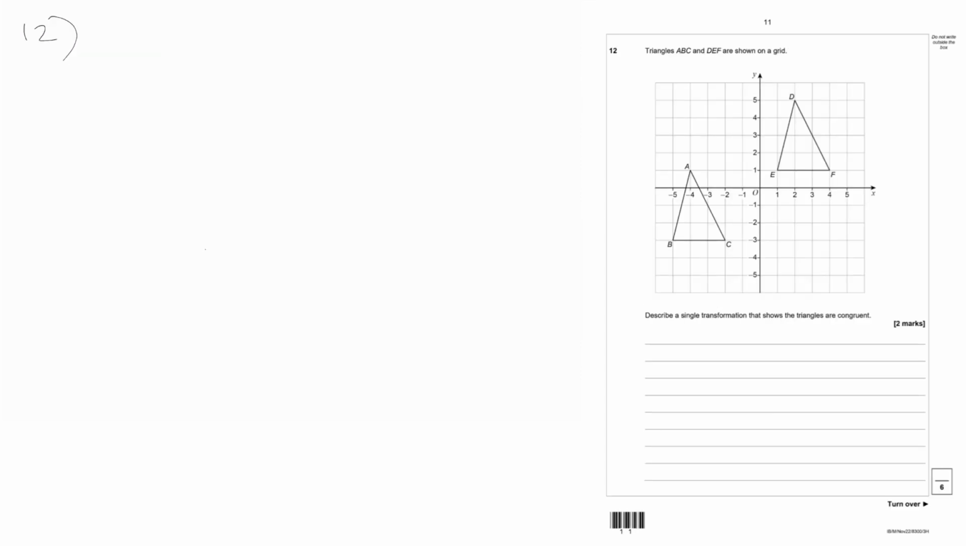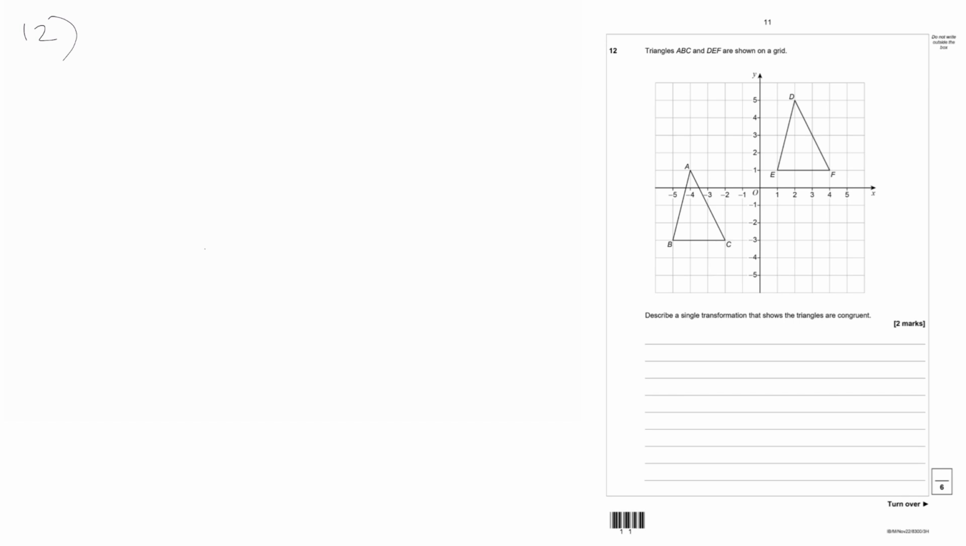So moving on to question 12, and we're given two triangles ABC and DEF, and we want the single transformation that shows they are congruent. Congruent here just means that they're the same shape. So what we can do here is, if we map the coordinates from each triangle to their corresponding coordinate, we can find a translation for one of those pairs, and then if it's congruent, the same translation should apply to the other pairs as well.